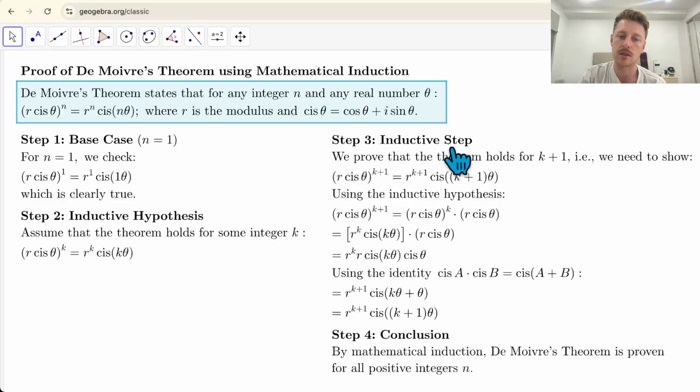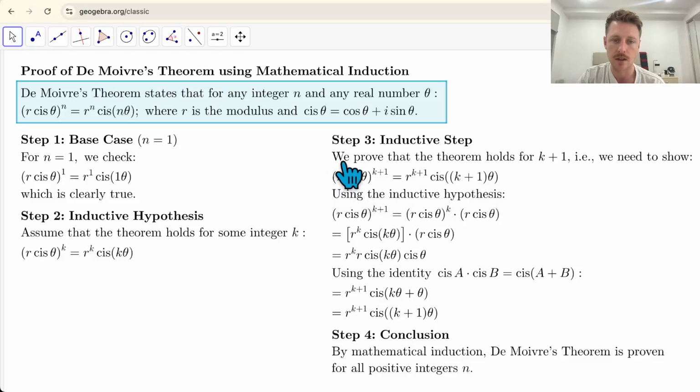Okay, then this is the inductive step. We need to prove that the theorem holds for k plus 1, aka we can get to the next step. So we end up with this. This is what we're trying to show. We're trying to show that r cis theta to the k plus 1 equals r to the k plus 1 cis of k plus 1 theta.